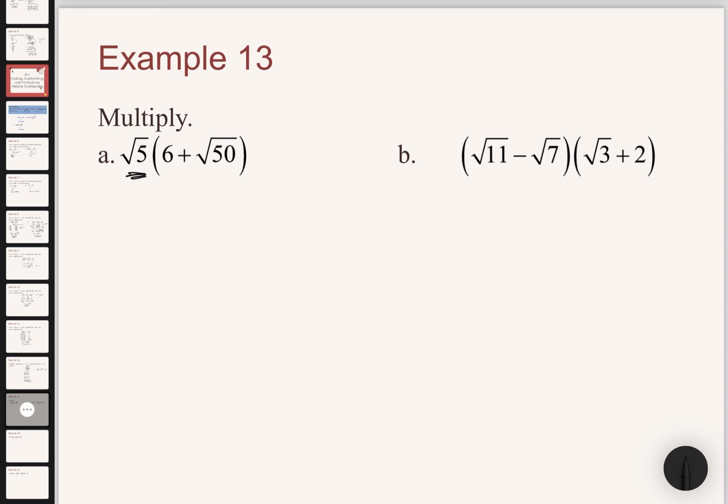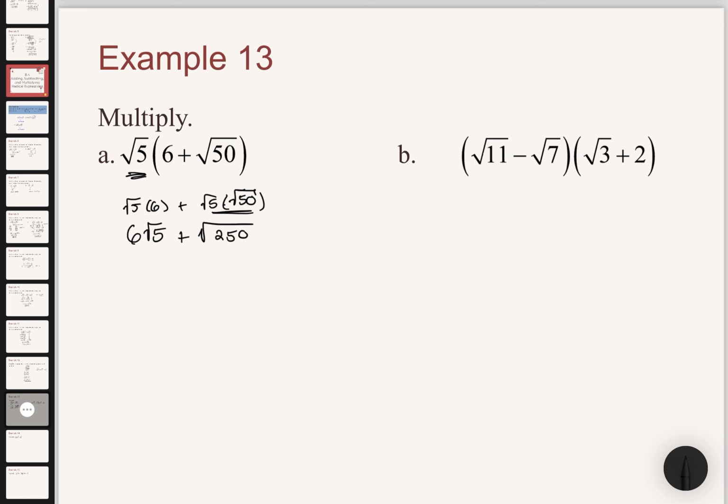So I'm distributing it over here. I have the square root of 5 times 6 plus the square root of 5 times square root of 50. Okay, let's try to see if we can simplify. I tend to like to write the number in front of the square root, so that's 6 rad 5. How would you guys combine these? Rad 5 times rad 50? Okay, yeah, I would just multiply. So 5 times 50 gives us 250.